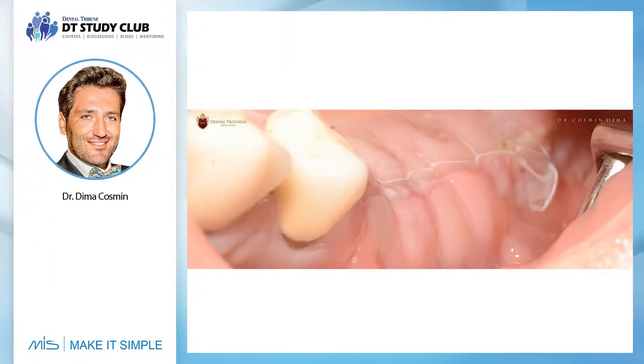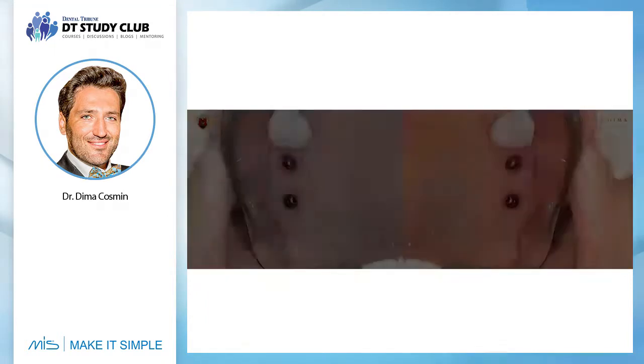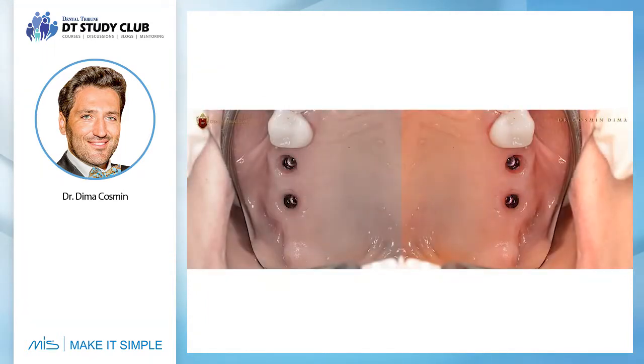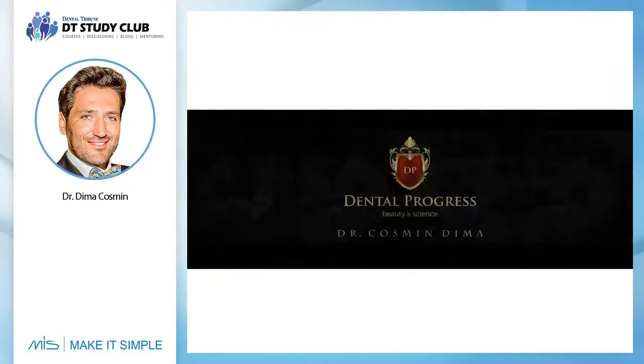After the healing process, we can see everything is fine, and 10 days post-op looks like this. So now the patient is ready for prosthetics after 8 months. In this case, you can see that the implants are inserted according to biological width, so we know that we will have a stable result and a predictable result in time. On the X-ray, it looks like this, and we can see now the movie.